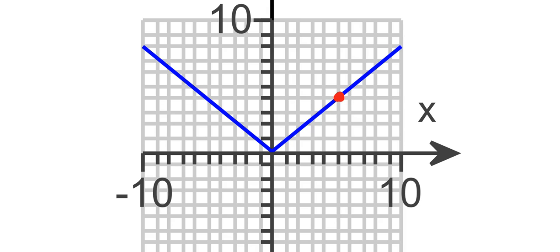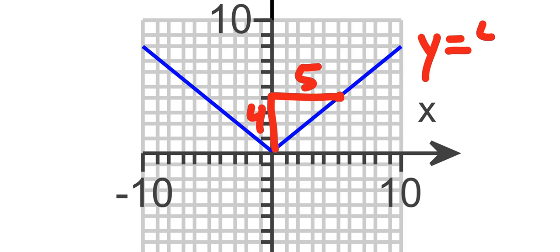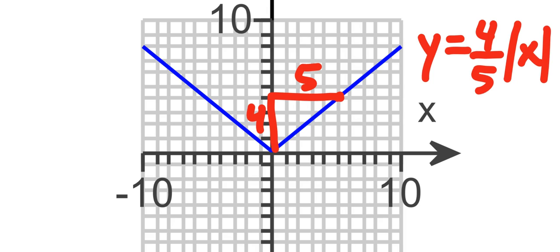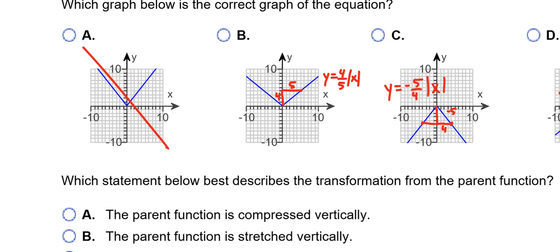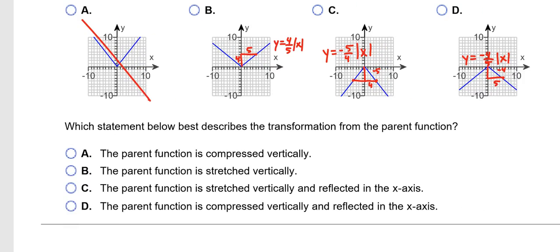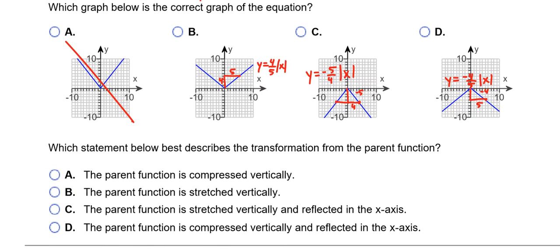Looks like that right there. So that's up 4/5. So this one was y equals 4/5 absolute value of x. And it's got to be positive because it's going up. So that's the idea. Which statement below? Ooh, we wanted this one.